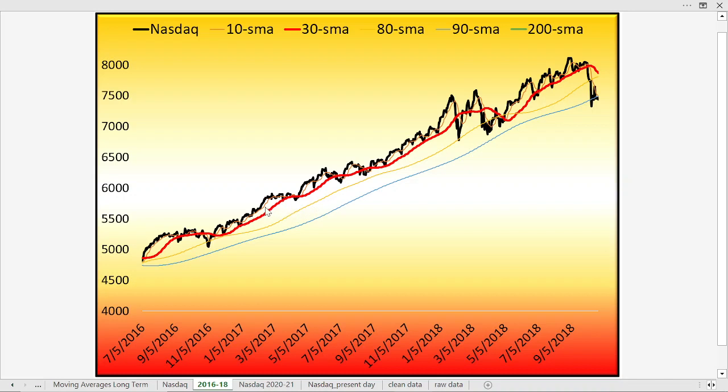Now we have a very thin line that's hovering right on top of the market. That's the 10 simple moving average. That's too short, because we can see the market jumps above and below, above and below.